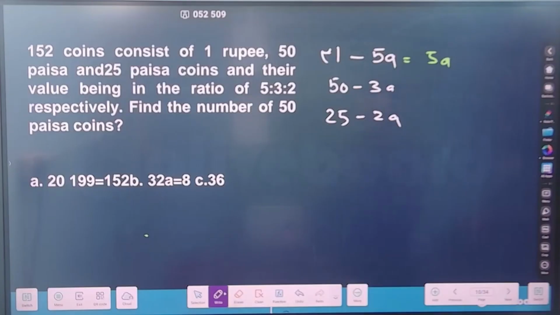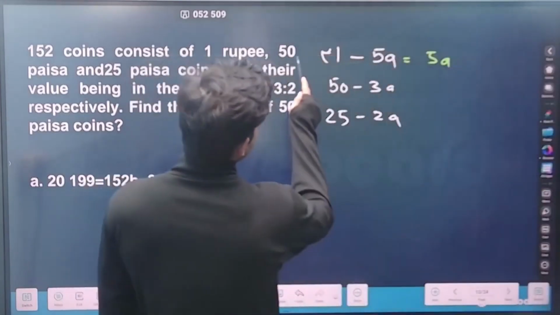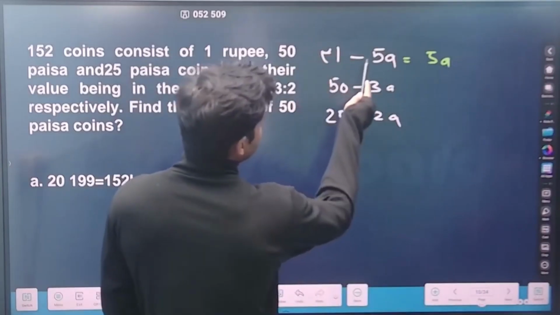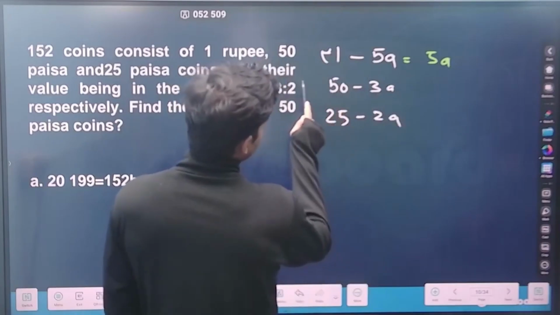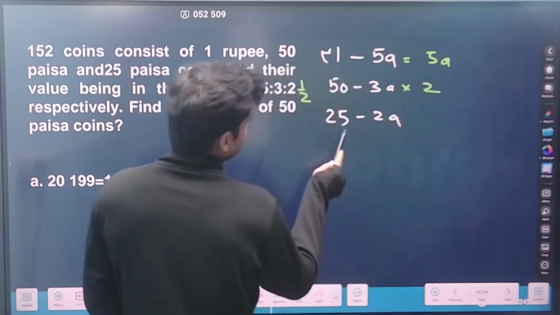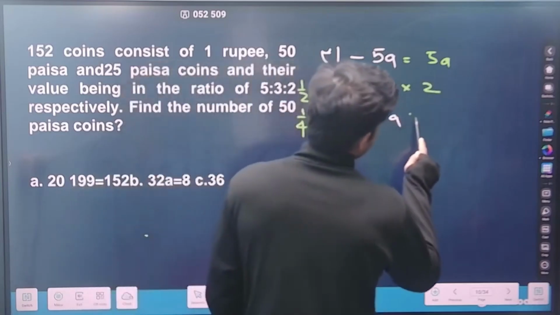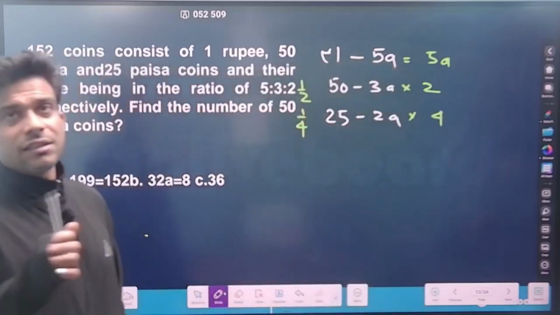We can also say that, see, now I have explained in terms of rupees. In terms of rupees, this is what? 1 rupee only, so the ratio would be 5A. But in terms of rupees, can I say this is 1 by 2? So I'll multiply this by 2. In terms of rupees, can I say this is 1 by 4? Can I multiply this by 4? This is clear, I am just changing the way.